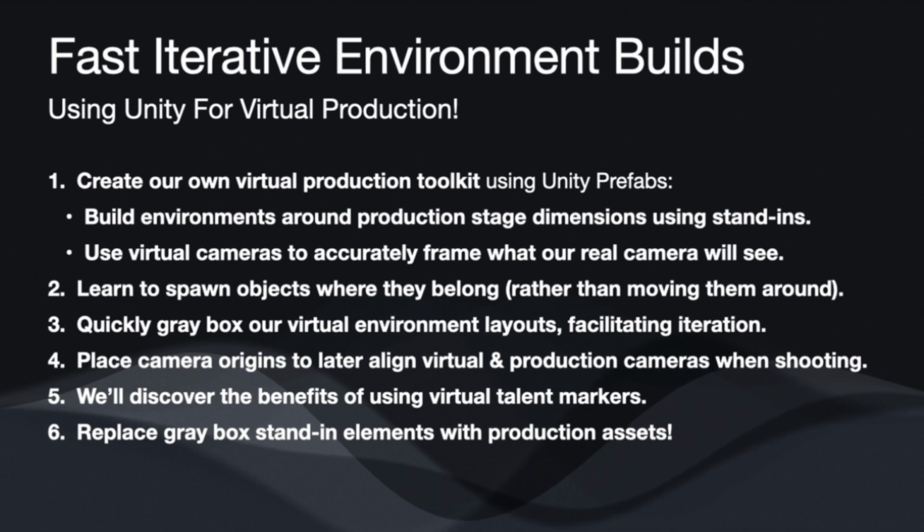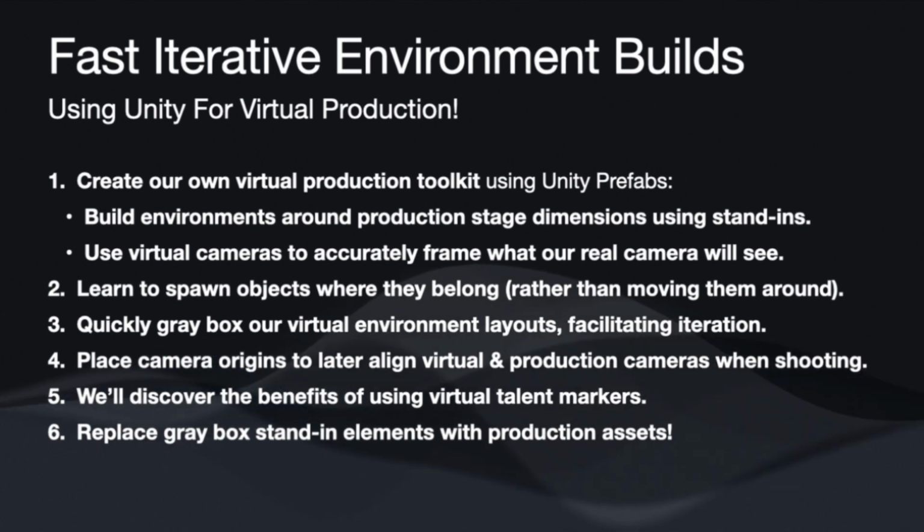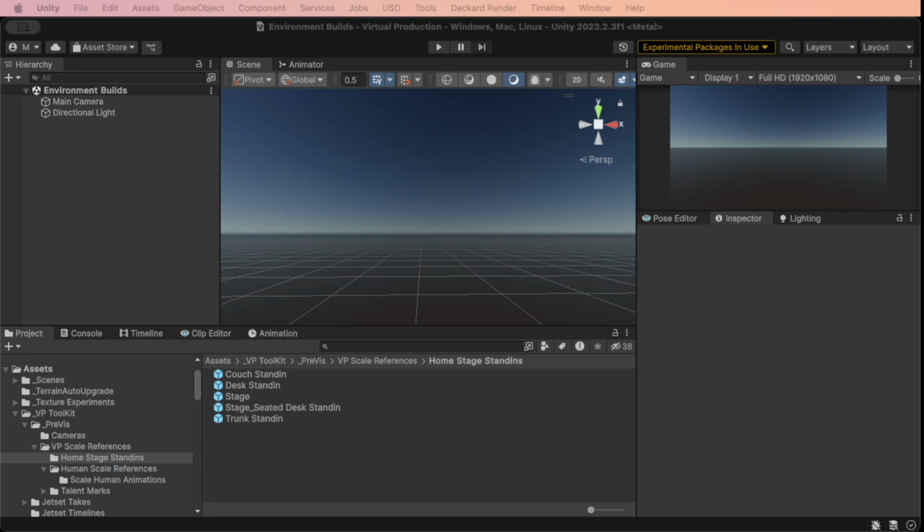We are then going to place camera origin markers to align virtual and production cameras while shooting. And we will discover the benefits of using virtual talent markers. And we will finally replace our gray box stand-in elements with production-ready assets. So let's get into the fun stuff.